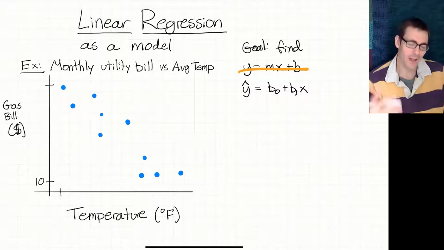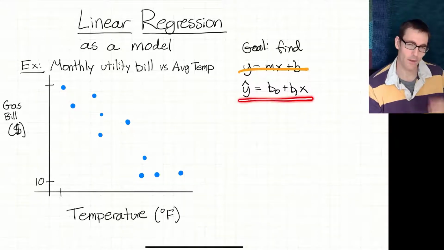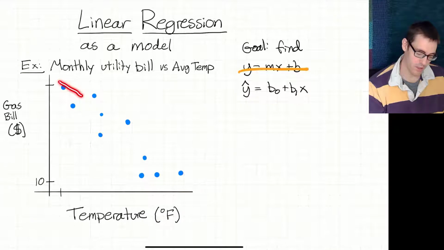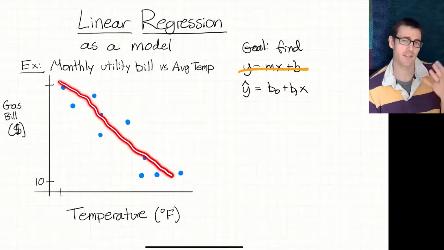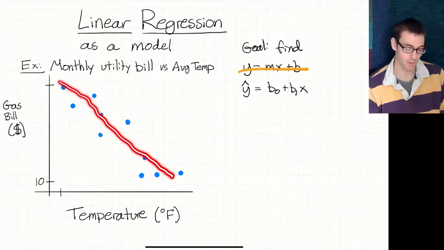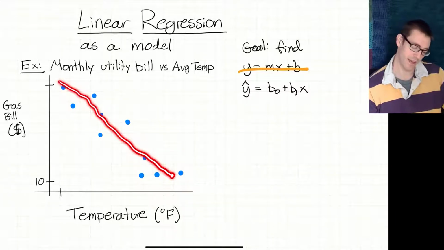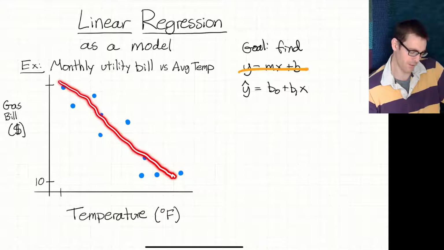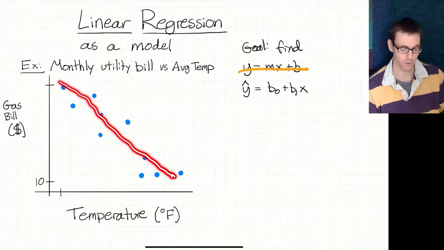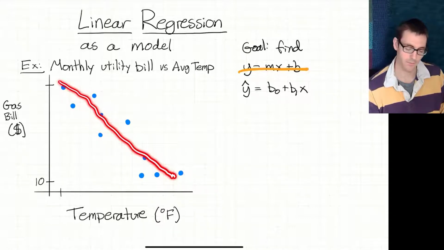Anyway, what we're trying to get here is an equation for a line. We want the line that does as good of a job as possible of describing this association. In other words, the line that often is the one that visually makes the most sense for describing this association.